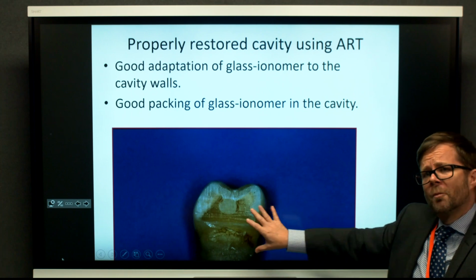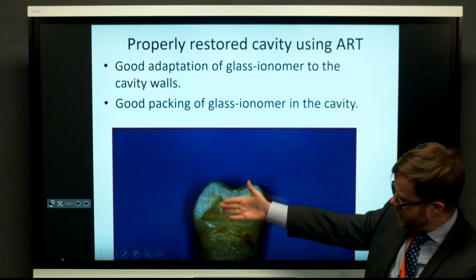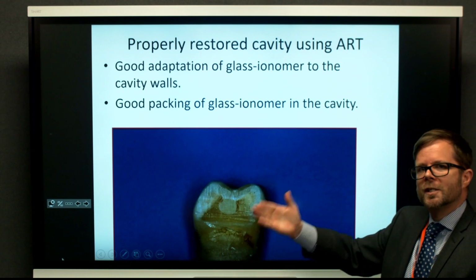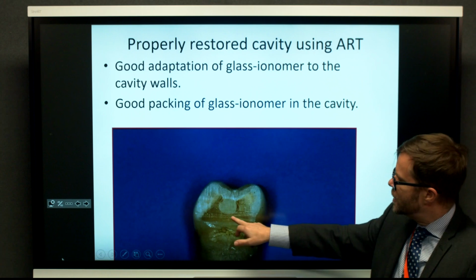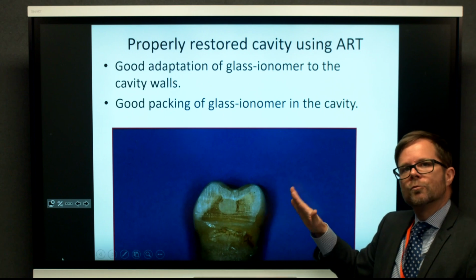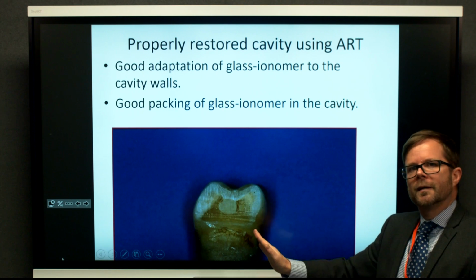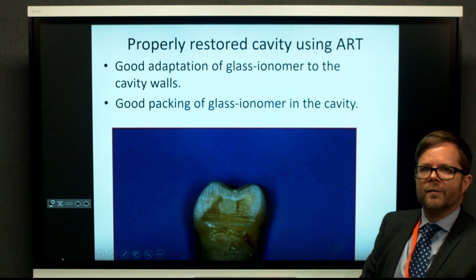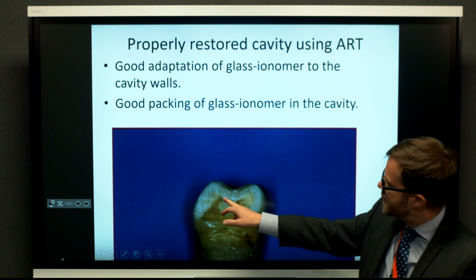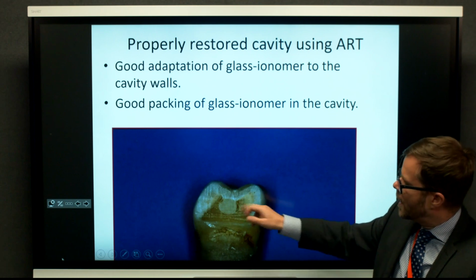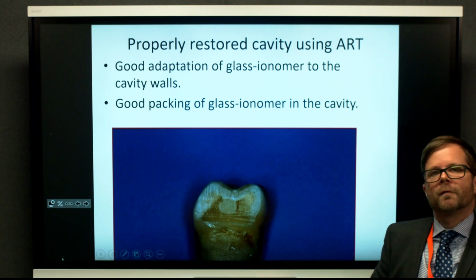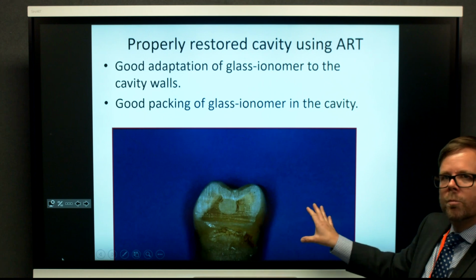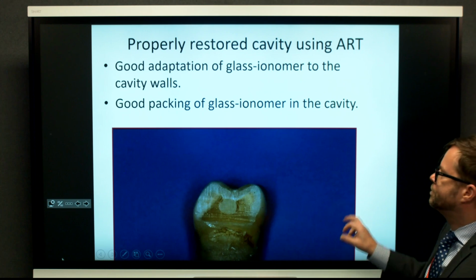And what you should end up with, ideally, is this situation. So here's a tooth that's been restored with this technique. It's been cut down or sectioned down the middle. And you can see the GIC material here is really sealed in, fitting very snugly against the inner surface of the cavity. And you can see it's also replacing the form and function of the tooth occlusally. So this is a well-packed GIC.